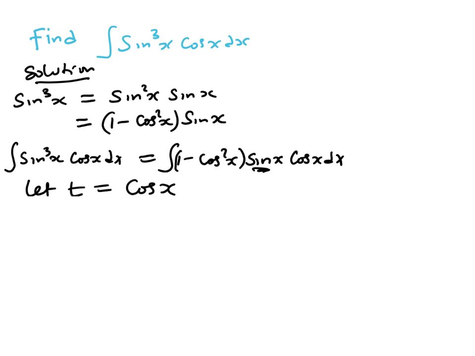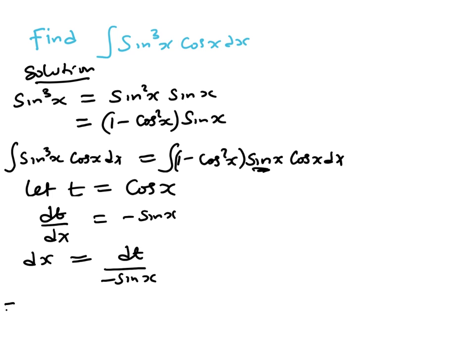So the other task we have is to change dx so that it's defined in terms of t. Now, if you differentiate here with respect to x, you're going to get dt by dx is equal to negative sine of x. So that dx is the same thing as dt over negative sine of x. So what does it mean?